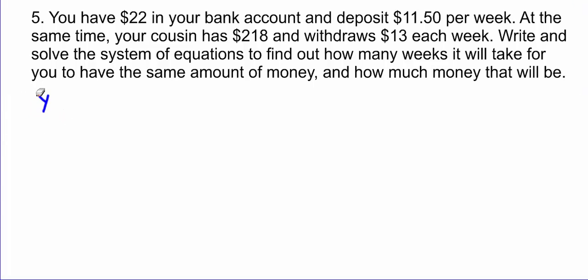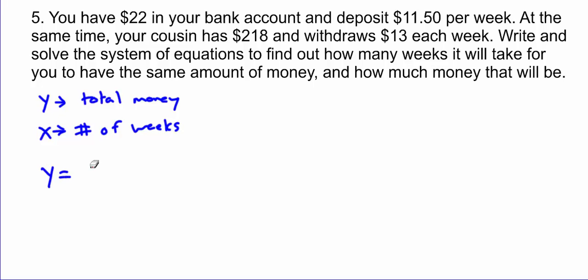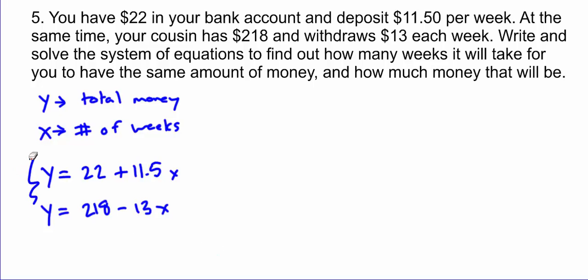You know what? We should define variables, shouldn't we? Here we go. Y represents total money. X represents number of weeks. Okay, so our equation is y is equal to, well, we only have $22, but we're adding 11.50 per week, and our kind of dumb cousin has more money than us right now, but he's just going to go ahead and spend it all, like the smart dude that he is, $13 a week to make that happen. All right, and we want to find out when we have the same amount.